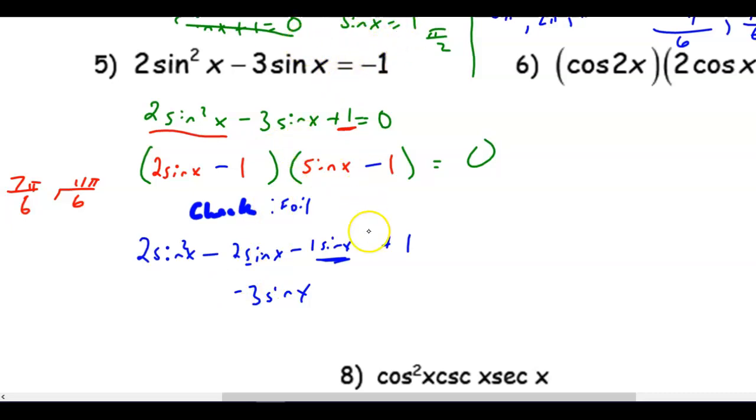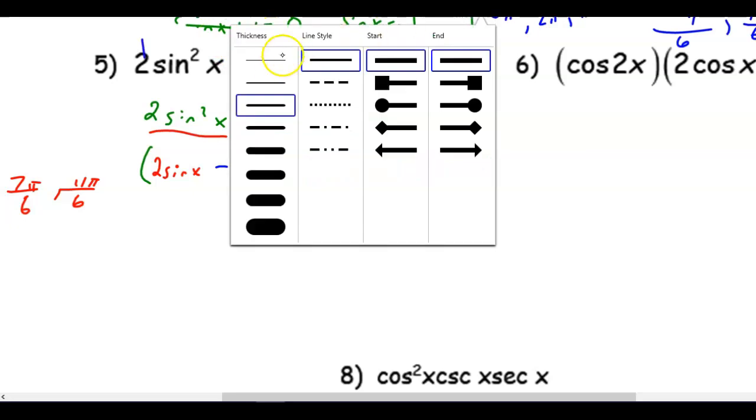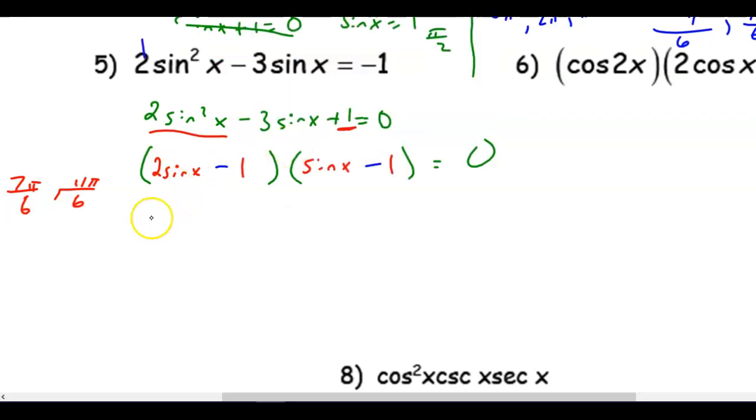So now that I know what my factors are, I can go ahead and conclude my problem. And how I conclude my problem is, as we did with the last couple problems, we're going to set each factor equal to 0. So this one will give me sine of x equals 1, because you add 1 to this side. This one I add 1, then divide by 2. It's going to give me sine of x equals 1/2.